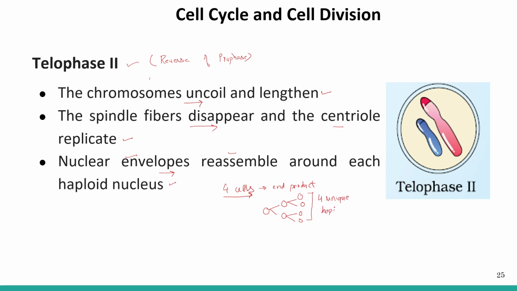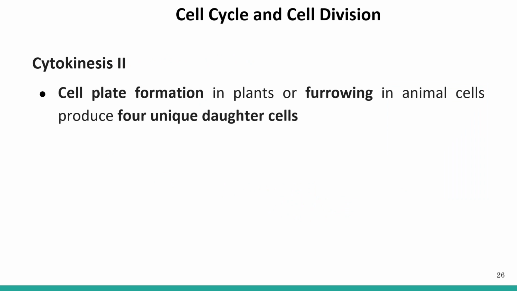So these cells are unique. Why are they unique? Because of the crossing over that has taken place. Crossing over leads to recombination, which leads to variation. That's why we have 4 unique haploid cells which are formed at the end of meiosis.